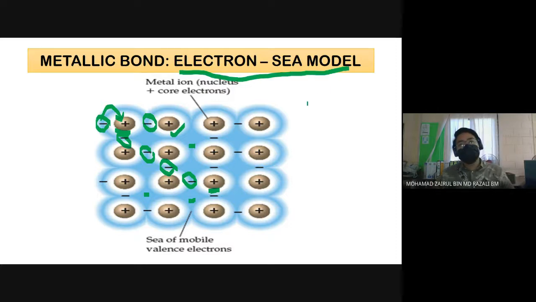Sebab most of the physical properties of the metal ini kita boleh explain menggunakan electron-sea model ni. Okay, so far ada apa-apa soalan tak setakat ini?